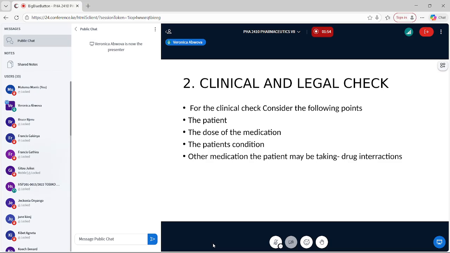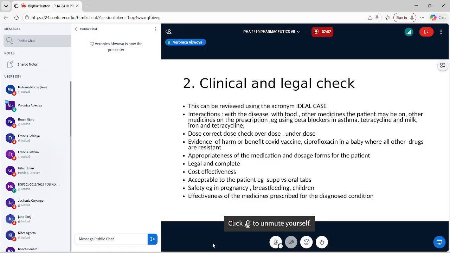You check the patient, the dose of the medicine, the patient's condition, and other medications that the patients may be taking. And to be able to help us do this in a complete way without disregarding important information, we said we use the acronym IDEAL CASE. And the first thing we start off with is we look at interactions. That prescription that you have been given and the medicines that are there, is there potential for these medicines to interact?